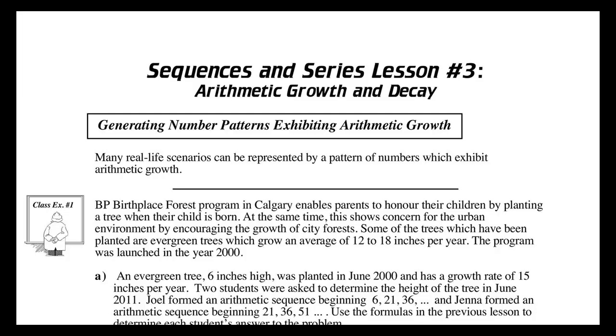For example, number 1, BP Birthplace Forest program in Calgary enables parents to honor their children by planting a tree when their child is born. At the same time, this shows concern for the urban environment by encouraging the growth of city forests. Some of the trees which have been planted are evergreen trees which grow an average of 12 to 18 inches per year. The program was launched in the year 2000.